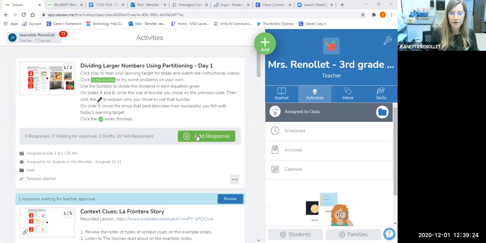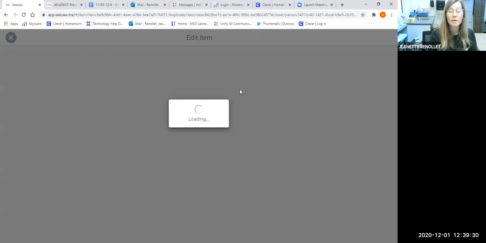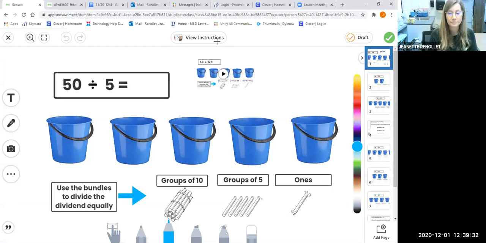Today on Seesaw, your work is all about partitioning by putting numbers into buckets. So let me show you the first one. The first problem says 50 divided into 5 groups. So we have 5 buckets here. 1, 2, 3, 4, 5. And you're trying to figure out the quotient. How much will be in each bucket?